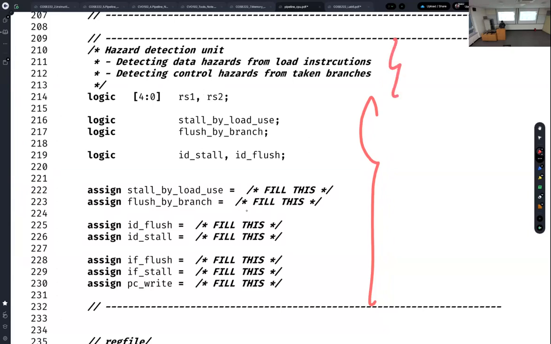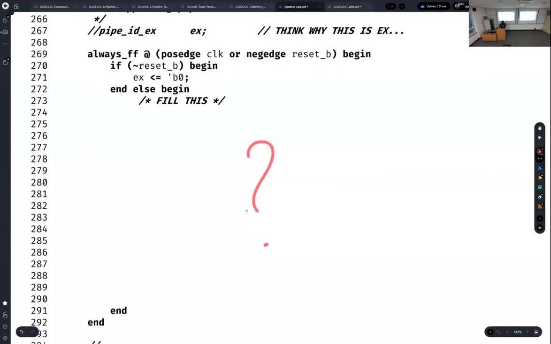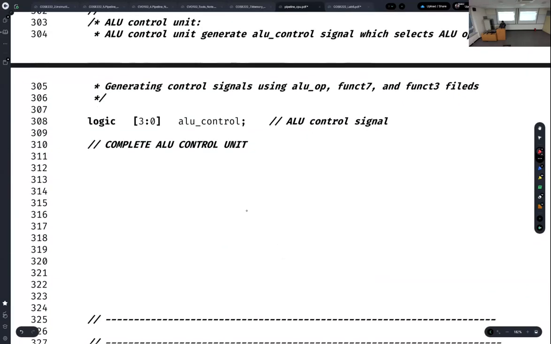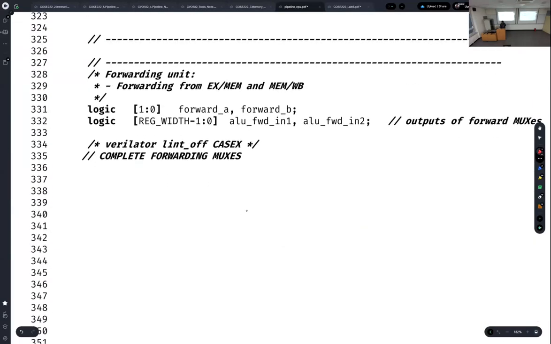So this is the hazard detection unit part. As you can see, the hazard detection unit is in the ID stage. So you need to complete this part. Also, an important part is the forwarding. As I mentioned, you need to implement the data forwarding from EX/MEM and then MEM/write back.